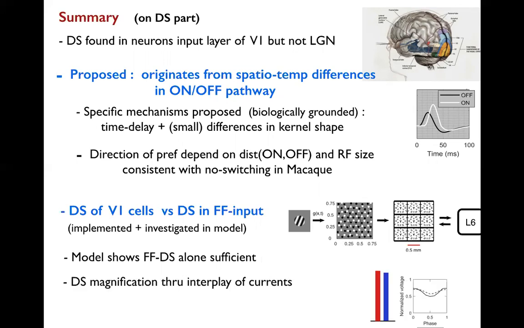And we found also that DS is in fact magnified in cortex through a very natural interplay of feedforward and intracortical currents. There was nothing really done to bias the way they interact. It just naturally magnifies. And thank you for your attention.